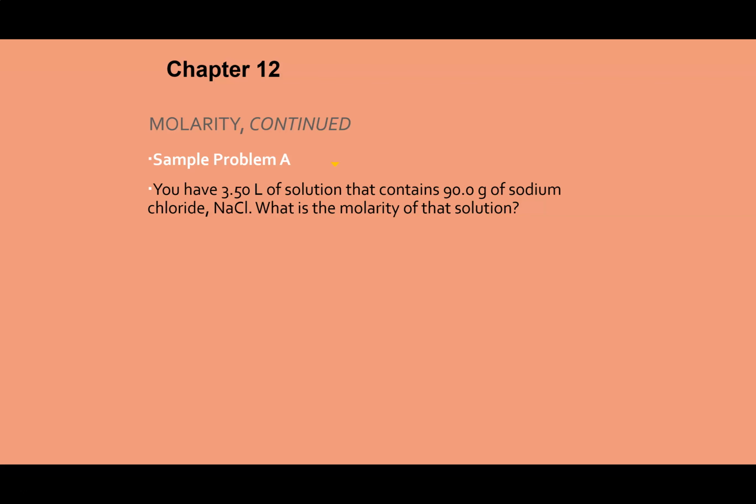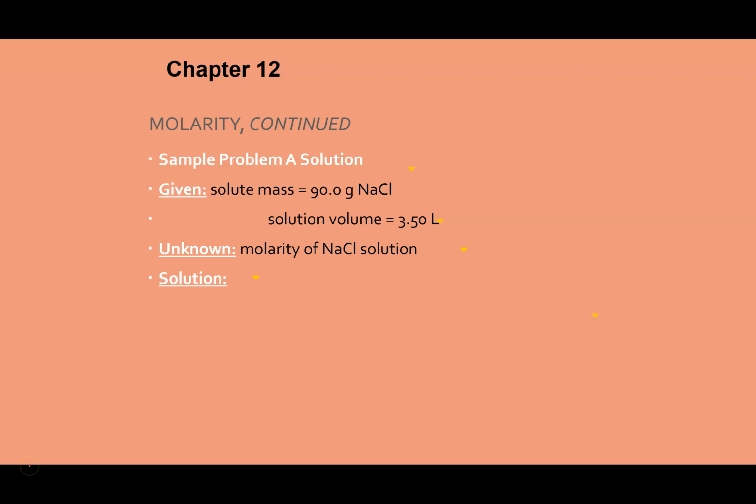So what we're going to start with is our given problem. Our first problem says we have 3.5 liters of solution and we have 90 grams of sodium chloride. And the thing that we're asked is, what is the molarity of the solution? So in order to do this, we want to make sure we have identified all of our given and unknown information. We were given 90 grams of NaCl. We were given the volume of the final solution. Our goal is to get the molarity of the final solution.